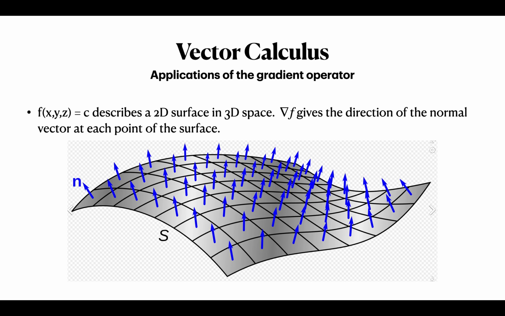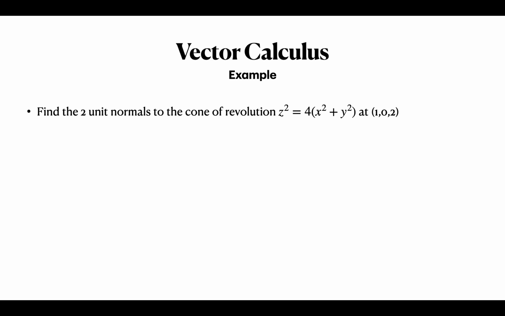Okay, so let me just give you an example. Now, this looks complicated, and it's not complicated at all. And yet there's all this nonsensical terminology, which you can just forget about. It says, find the two unit normals to the cone of revolution. Now, that's all nonsense. The cone of revolution, you don't care what it is. What you have there, folks, is a surface, and it's defined mathematically by z squared is equal to 4x squared plus y squared. And you're interested in the normals to that surface at the point 1, 0, 2.